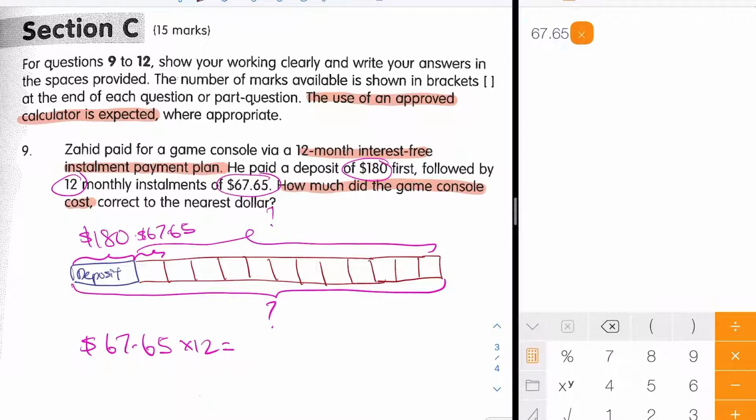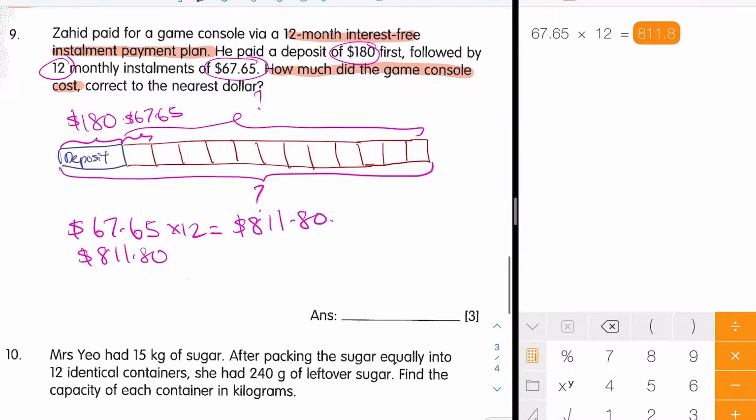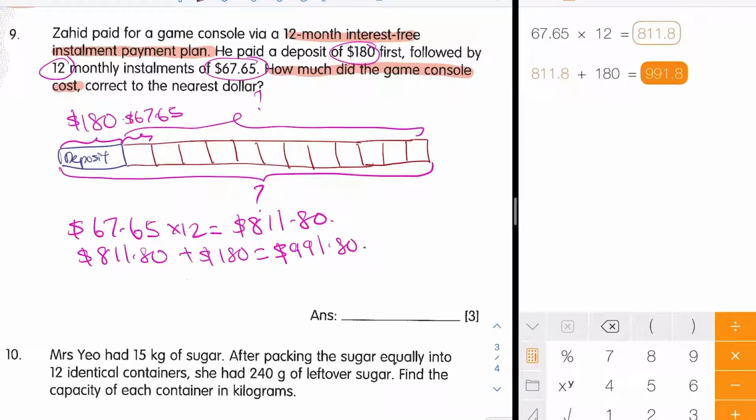67.65 times 12 will give you $811.80. We then add the $180 deposit, and you will get $991.80. Correct to the nearest dollar, that means round off to the nearest dollar. This would be $992. So the game console costs $992, almost $1,000. Not cheap.